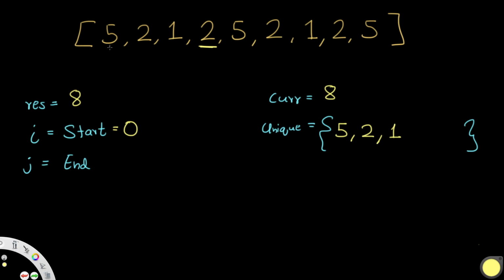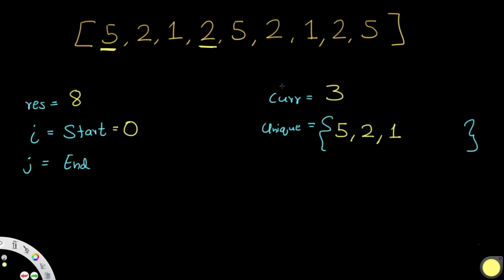So first, I is at 0. Now we're going to move I to the next index. But before we do that, currently I is here, and we need to make sure that we're not accounting for the 5 anymore. Since we're not accounting for the 5, we do 8 minus 5, which is 3. That's our new current sum, since our subarray does not include the number 5.